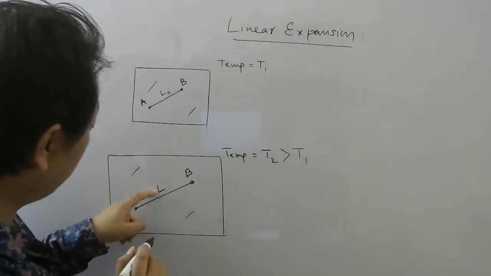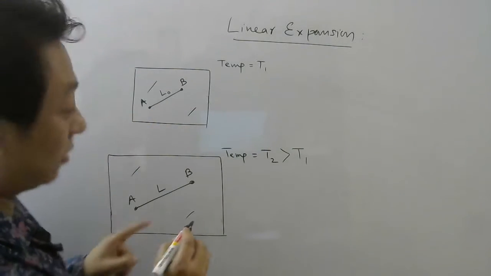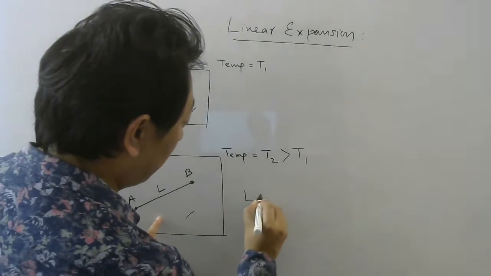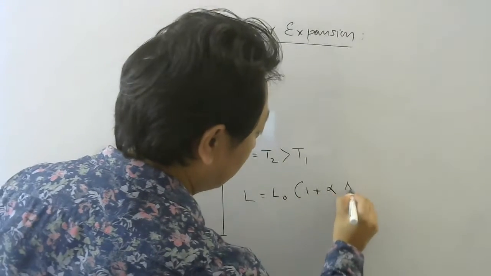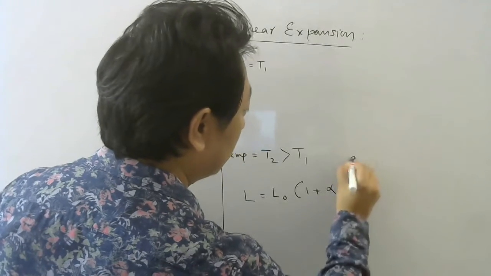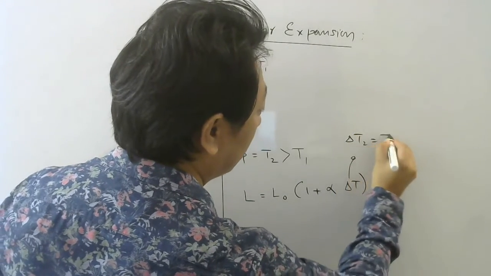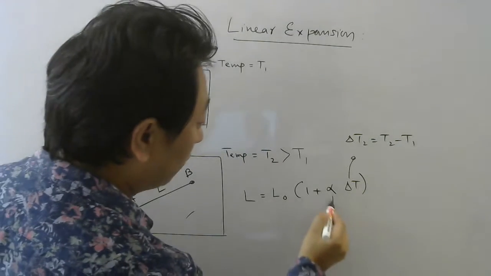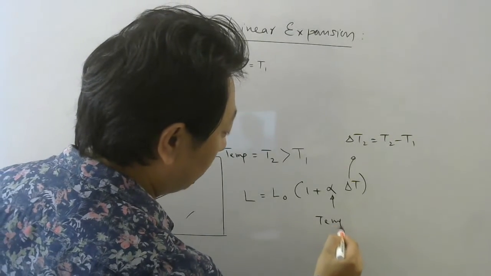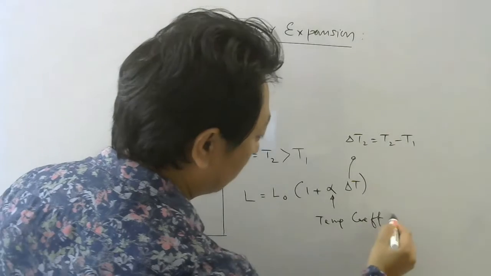So what will be this new length in terms of the original length? The formula is new length is equal to original length times 1 plus alpha times change in temperature. So this delta T is nothing but final minus initial temperature. This alpha is what we call temperature coefficient of linear expansion.